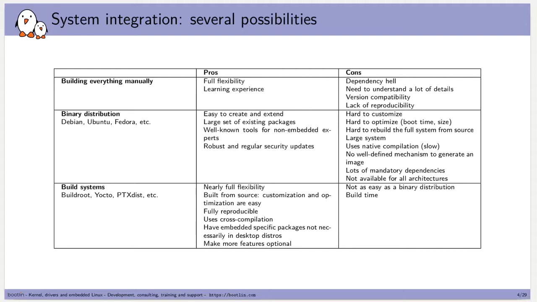The second option is to use a binary distribution, like Debian, Ubuntu, Fedora, which already exist. So it's easy to create and extend. There is already a large set of packages, and security updates for these packages are made quite often, so it's really robust, and it's good for non-embedded experts because it's like a desktop. The cons are that it's hard to customize and to optimize for an embedded board.